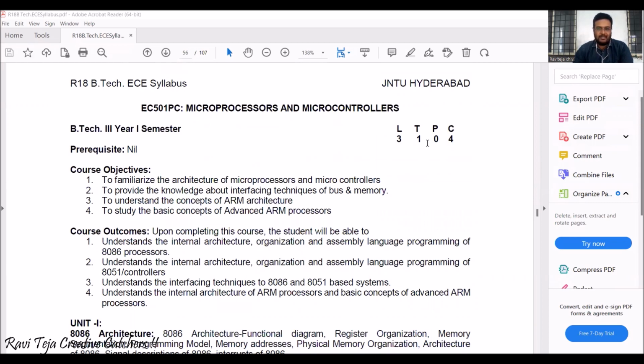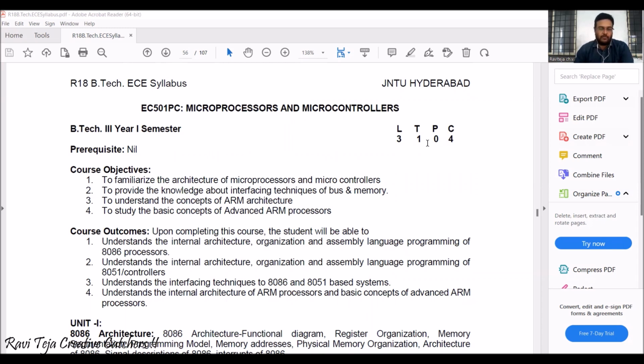This subject is especially designed for third year BTech first semester ECE students, and it has also been introduced to electrical students in the third year, second semester. The syllabus is almost the same, and it covers several aspects of 8086 microprocessors, 8051 microcontrollers, ARM processors, and their concepts. To learn this subject, we don't need any prerequisite.